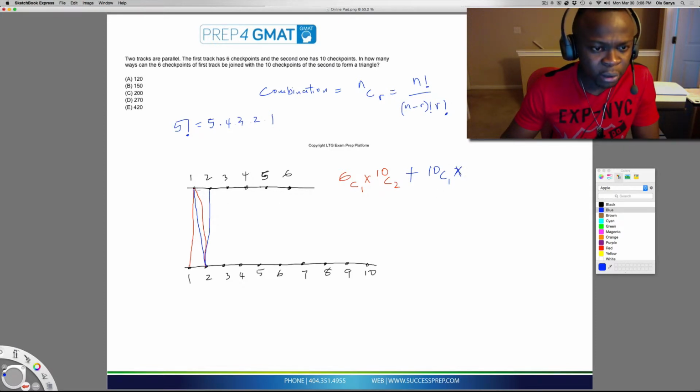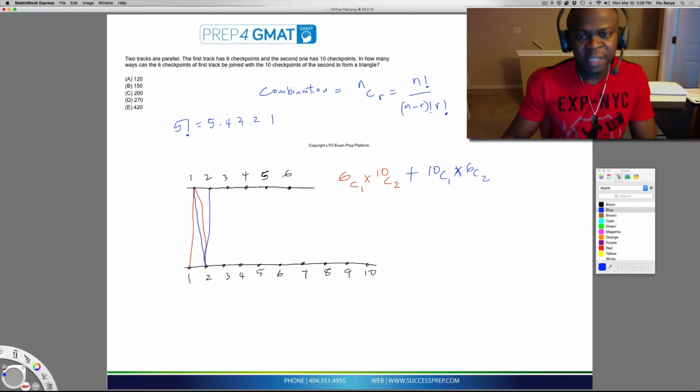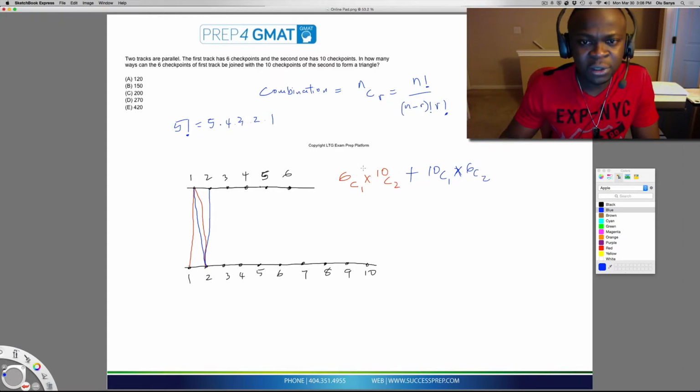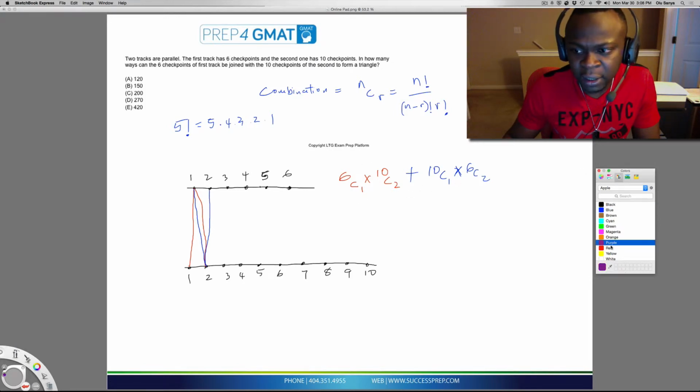And for the bottom of the blue triangle, you have 6 options, but you need to select 2 to form your triangle. So there's 6 combination 2. And that's pretty much what you're doing here. Now, obviously on the GMAT, you don't have a calculator. So I am going to try to solve these ones quickly.